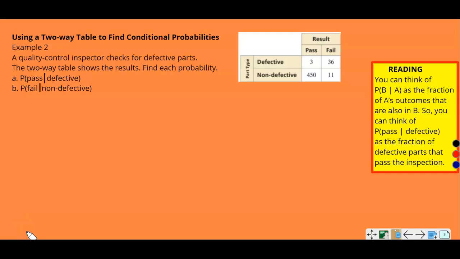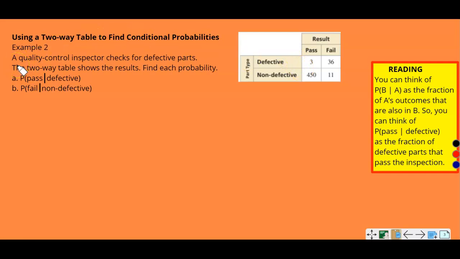Example 2, using a two-way table to find conditional probabilities. All right, so I like using the table a little bit better than in the last example where we have to list all the outcomes. When I have to list all the outcomes, I always am afraid I'm going to forget part of the outcomes or not include everything. So when you have a table, this makes it a little bit easier.